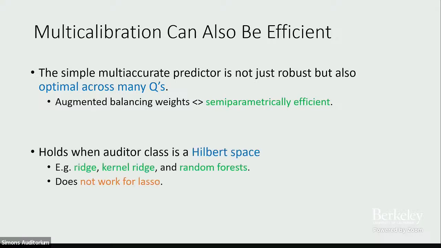And this holds in a special setting where your auditor class belongs to a Hilbert space. So this includes some nice algorithms like ridge regression, kernel ridge regression. We're going to show that it holds for random forests with a little bit of extra work. It doesn't hold for L1 type spaces. So lasso is not going to have the properties that I talk about.